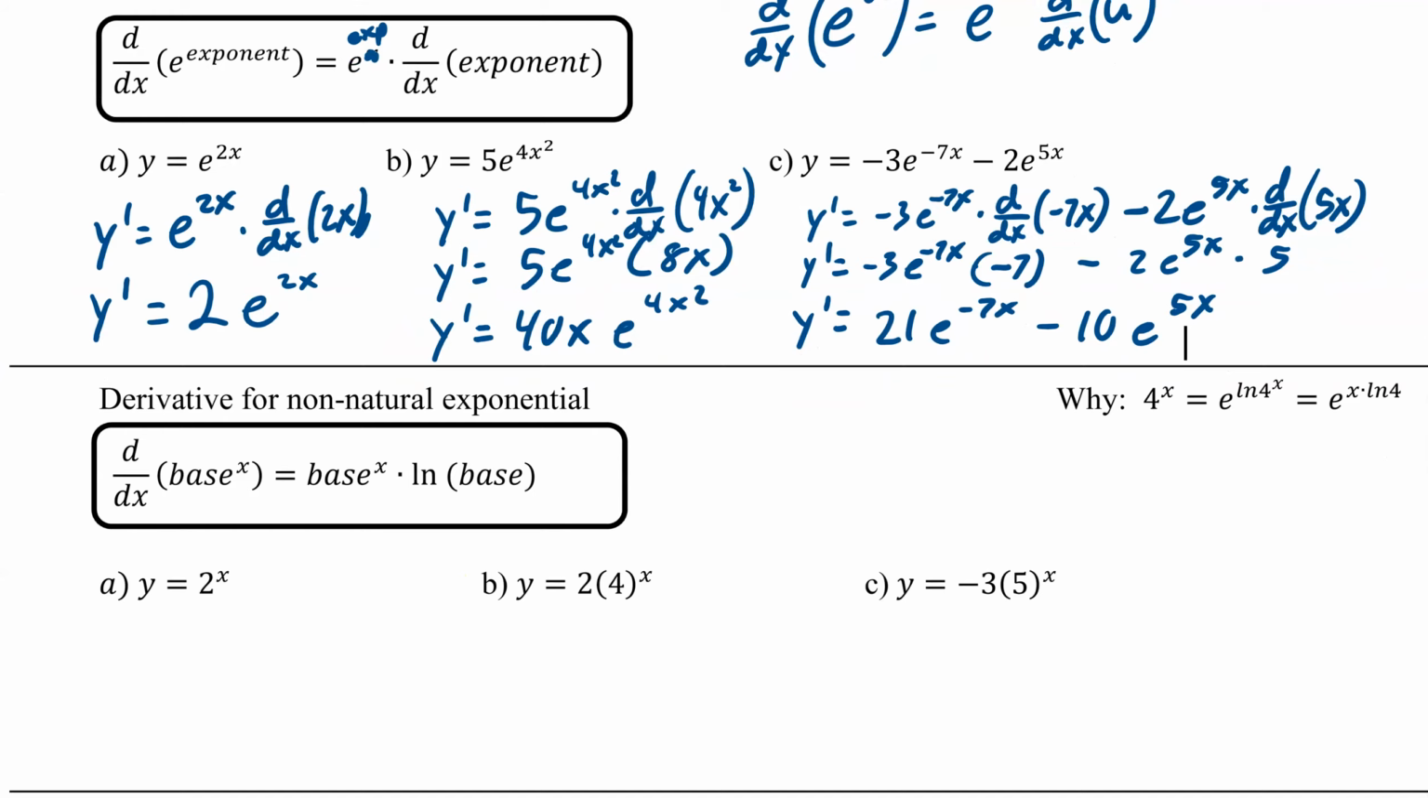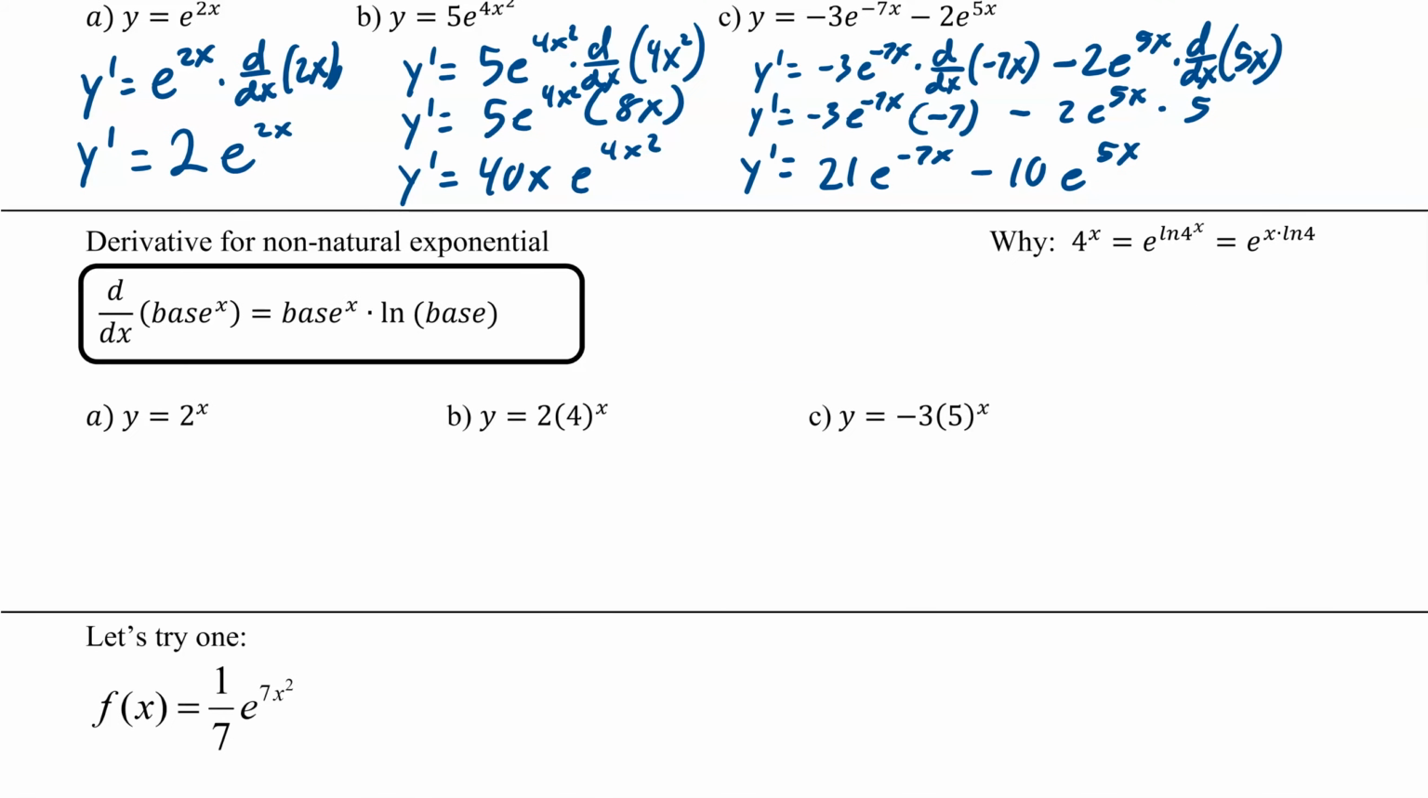Okay. So now let's try it with a non-natural exponential. So something like 2 or 4 or 5. What you end up doing is you rewrite it, and then you multiply it by the natural log of the base. So this would become y prime equals, you rewrite it just like your exponential with e, and you put ln of 2, the base. And here's a reason why.